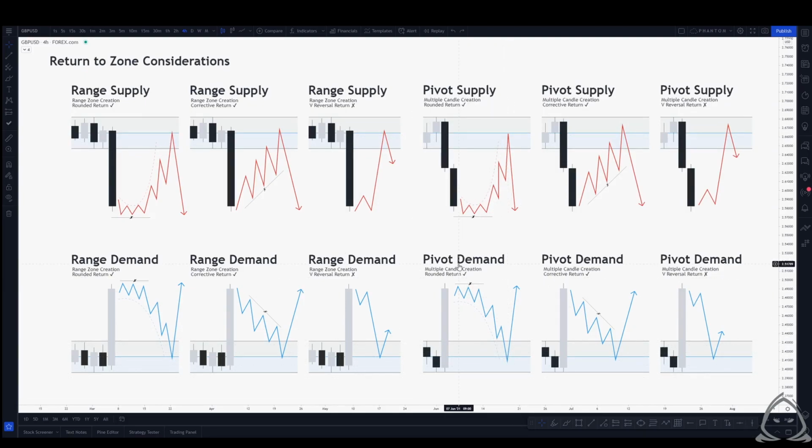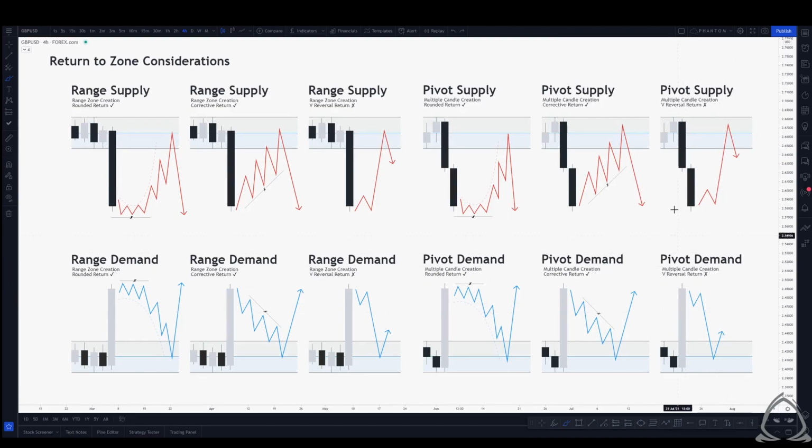These will always be, in my opinion, your highest probability setups, as well as the corrective return into a pivot supply or pivot demand. And then again, we have the pivot V reversal return, which is aggressive. We see basically that very quick reversal back into the supply zone.